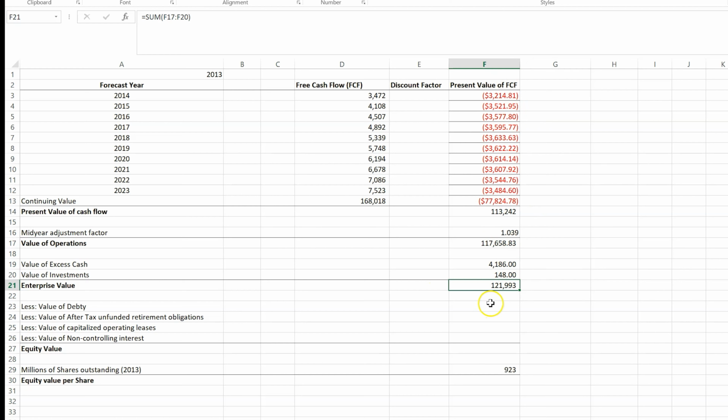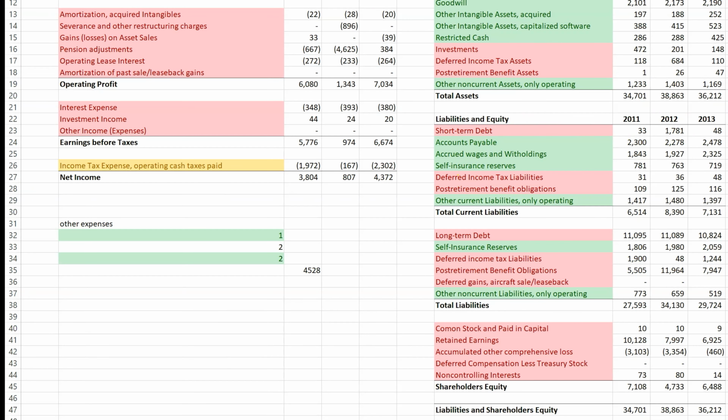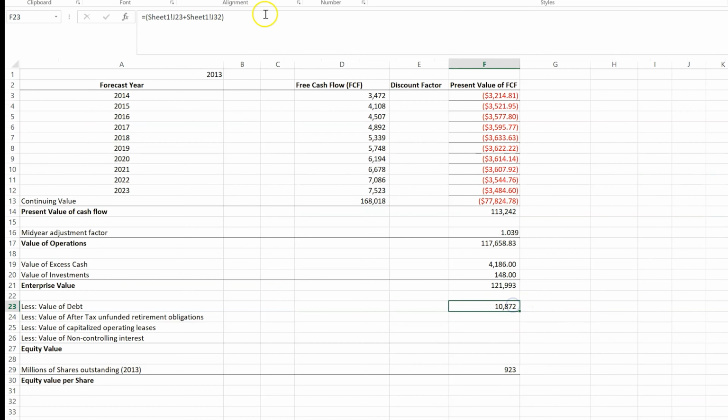Okay. Now, to calculate equity value, what we need to do is subtract the value of any of its obligations. So any of these financing items that we ignored from the balance sheet. So, for instance, the value of the firm's debt. So we come back here to the balance sheet. The firm has debt from two sources. It has short-term debt in 2013. It has long-term debt in 2013. We want that to represent a claim against the firm.